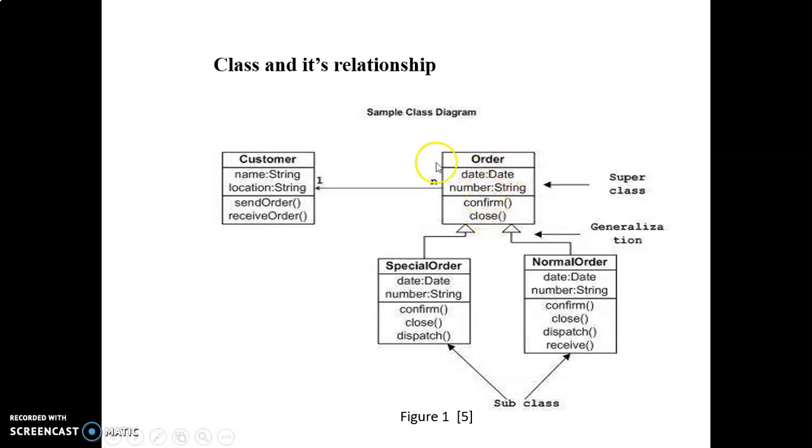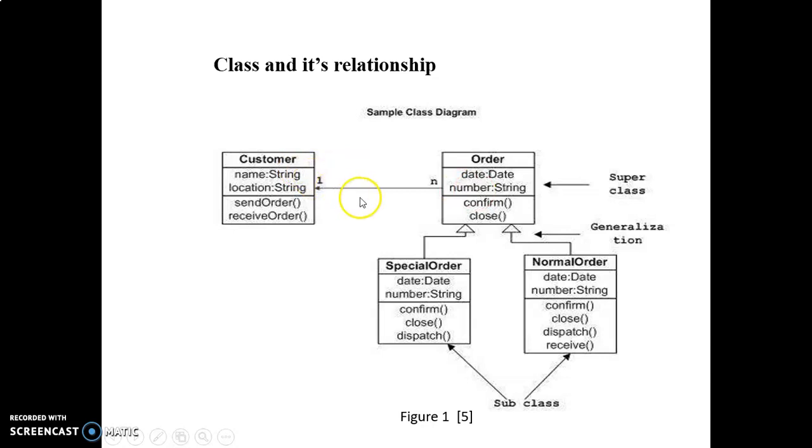Again, this order becomes the superclass. It is inherited by special order and normal order. So here the generalization relationship has been shown. That means these two subclasses are inherited from this superclass.